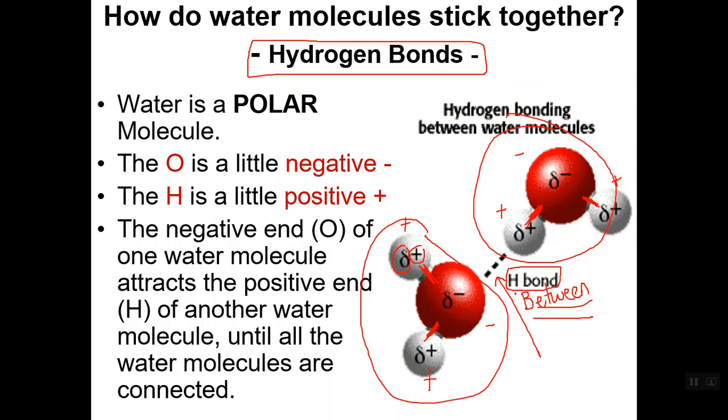H bond is an abbreviation for hydrogen bond. And just as you might expect, they involve hydrogen. So the partial positive of a hydrogen gets attracted to the partial negative of a different water's oxygen. And that's the bond right there in the middle, that dashed line that forms. That's a hydrogen bond.